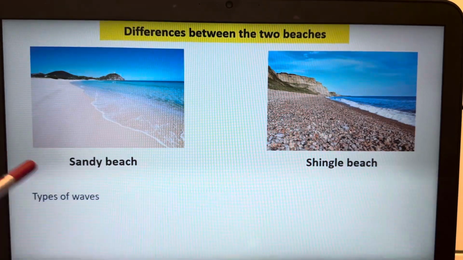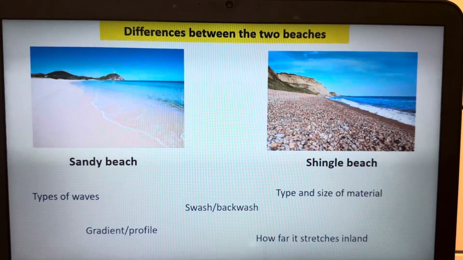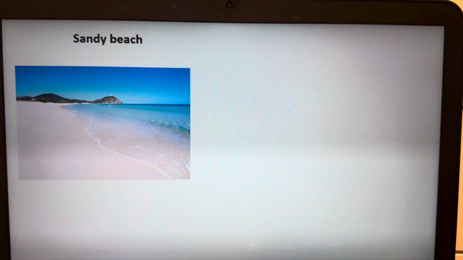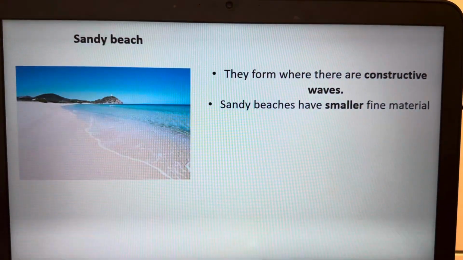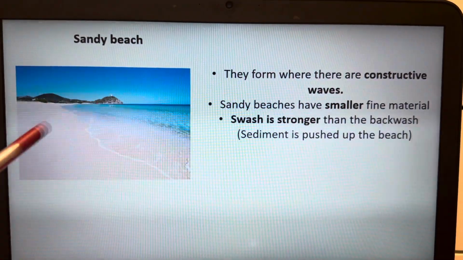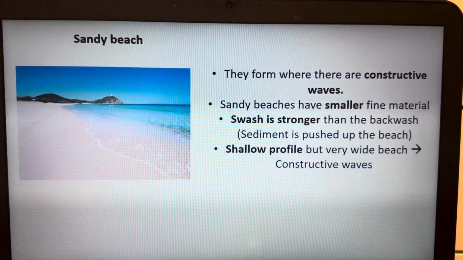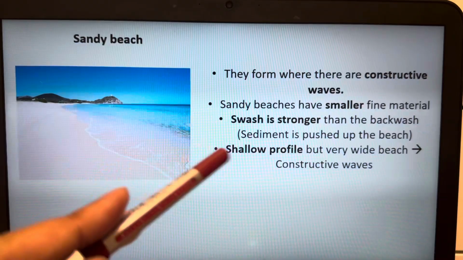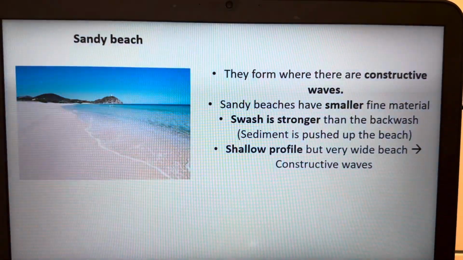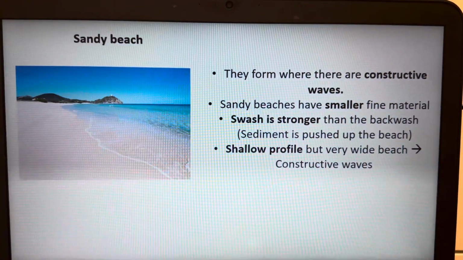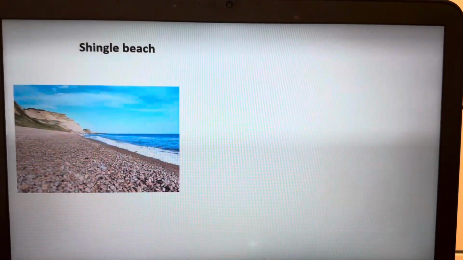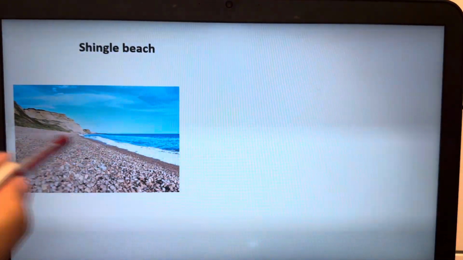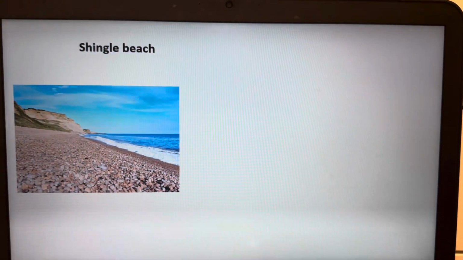I would say the type of waves. So hold on, let me just go through all of this very quickly. So sandy beach, in terms of waves, it will have constructive waves. They have smaller, fine material. The swash is greater, and it's got a shallow profile, meaning it's very wide and flat, essentially, because not so much sand is being taken away, and the beaches are quite long. Shingle beaches are going to be much shorter. Can you see there's not much space between the sea and the actual land?